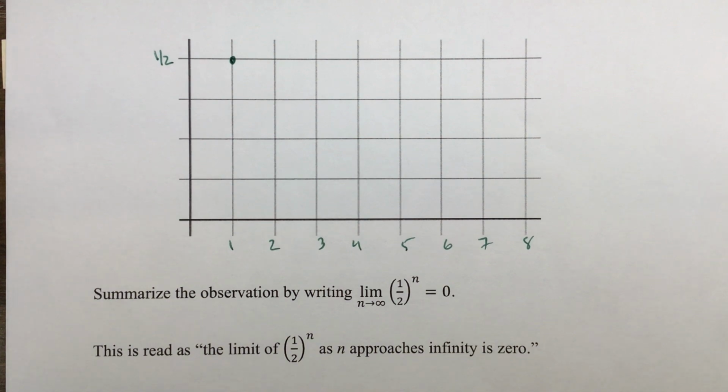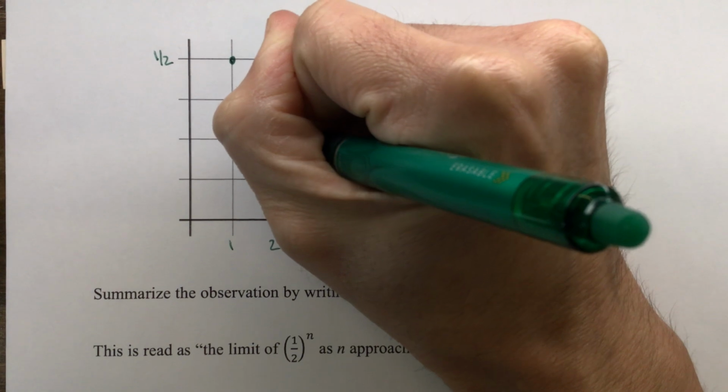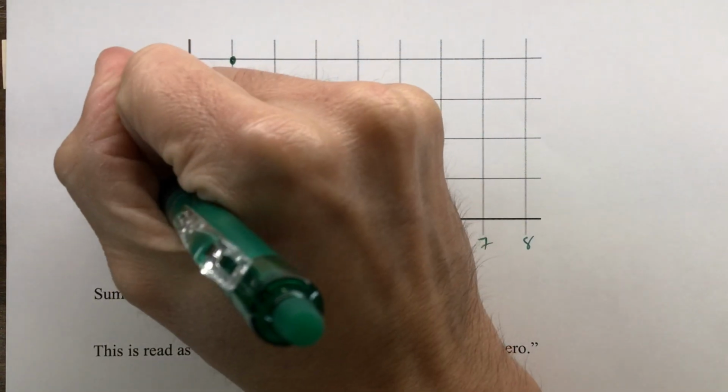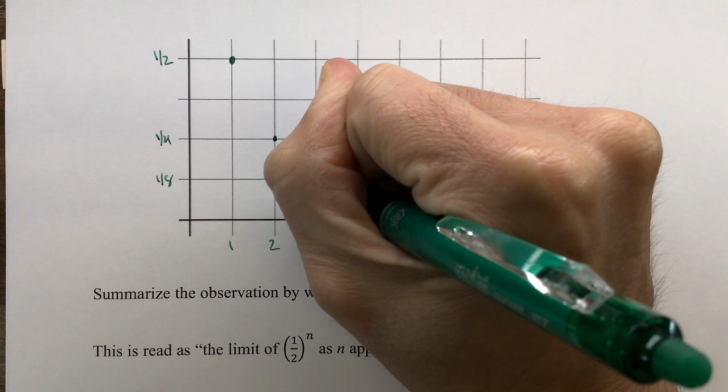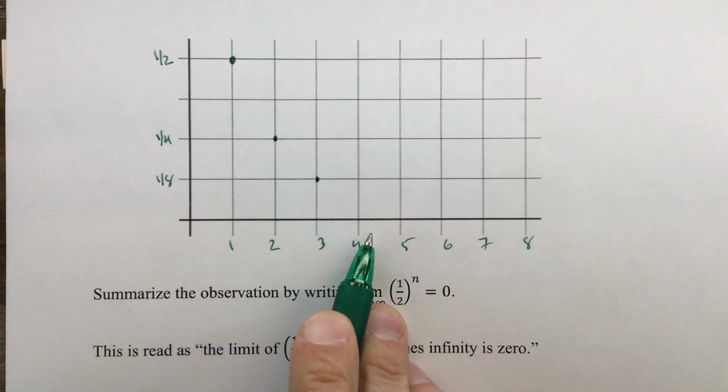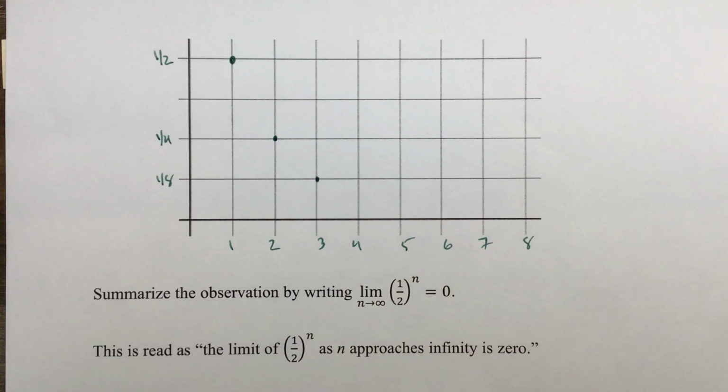It's half of that number, which is going to be here. So that would be 1/4. We could go ahead and label that half of 1/2. Our third term is going to be 1/8, which is half of that number. So that'll bring you down to here. And you can see that we're getting closer to the x-axis, which is getting closer to 0.